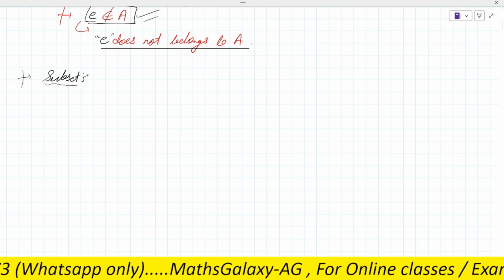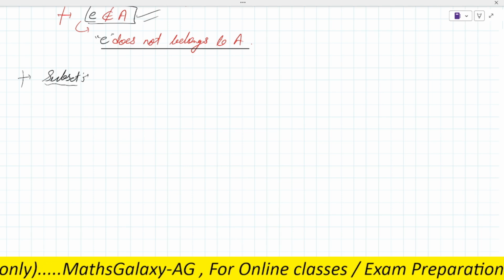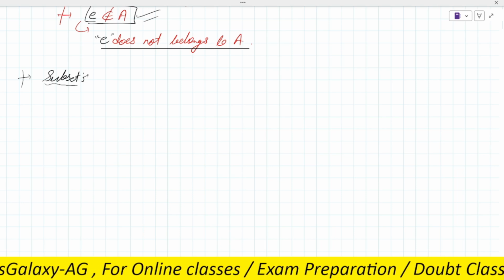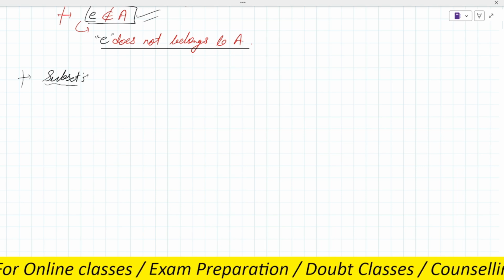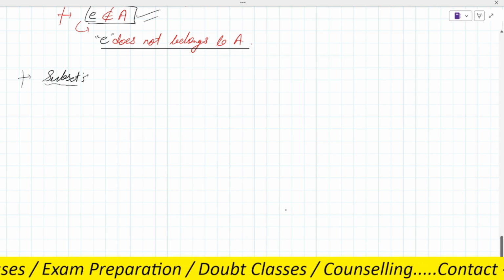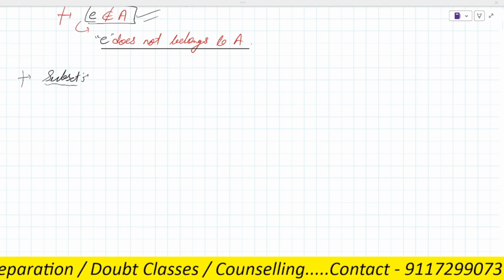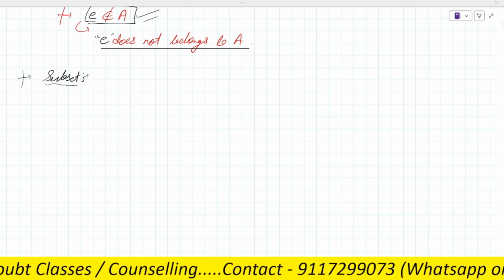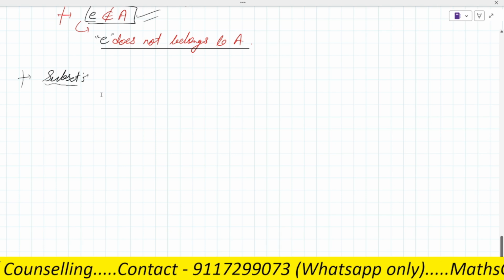A subset is like a set which belongs to another set, a set whose elements also belong to another set.